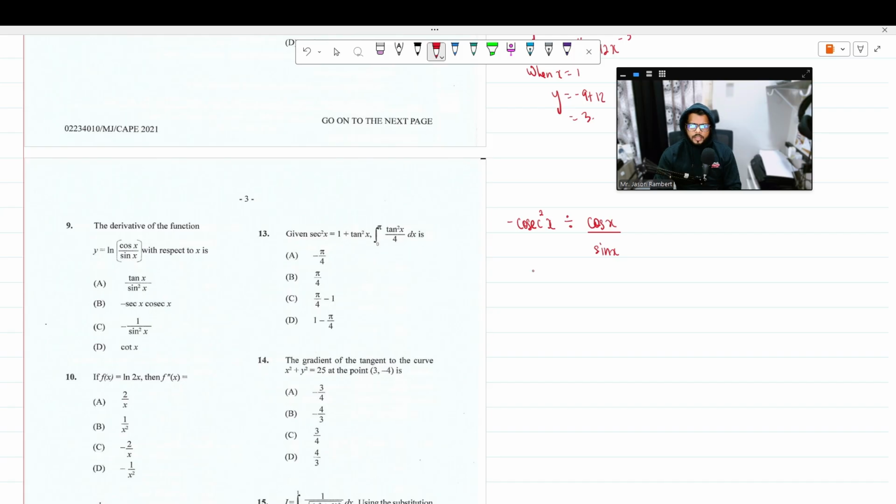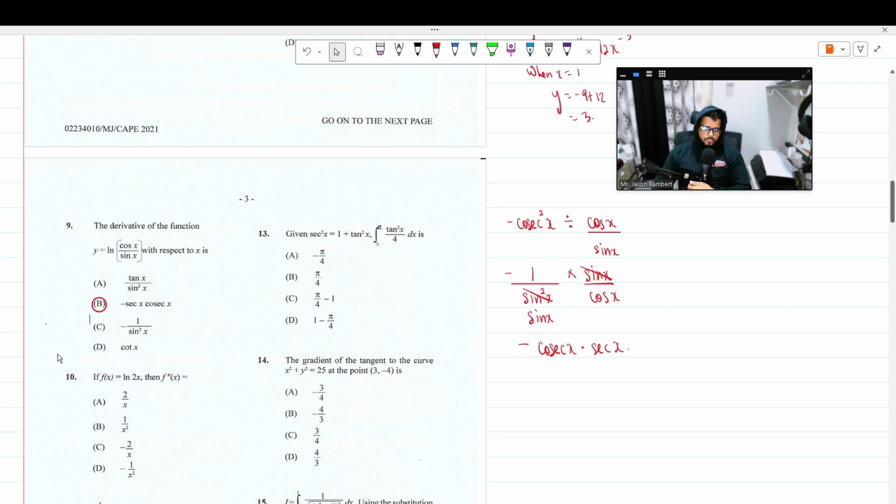Minus cosec squared x is 1 over sine squared x, with a minus, multiplied by sine x over cos x. The sine x cancels with the sine squared x, and I get sine x. So I get minus cosec x multiplied by 1 over cos x, which is sec x. So B is the answer.